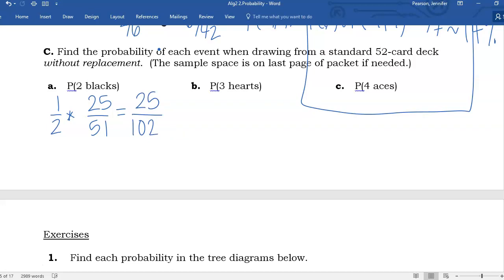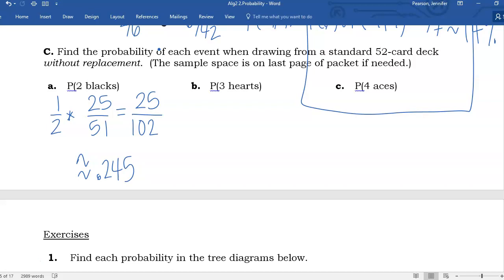Now, if we want to get that as a percent or decimal, that's about 25%. I'm going to keep the decimal, 0.245. So it's a 24.5% chance.